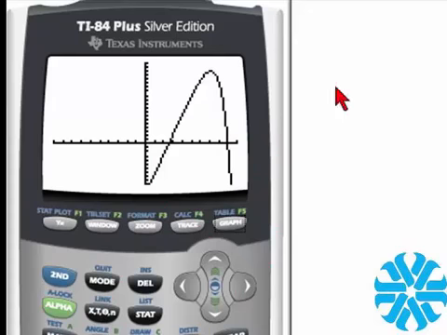All right? So that would be an appropriate window here to view this function. And the reason why it's appropriate is that it's showing a lot of the important points. Again, the maximum here, here's an x-intercept, here's an x-intercept. We could go down a little bit further and see what the y-intercept is down here.